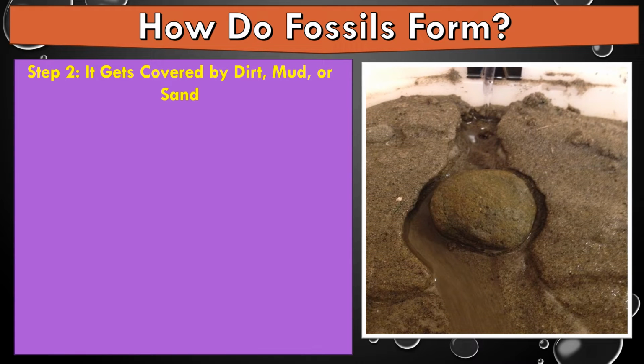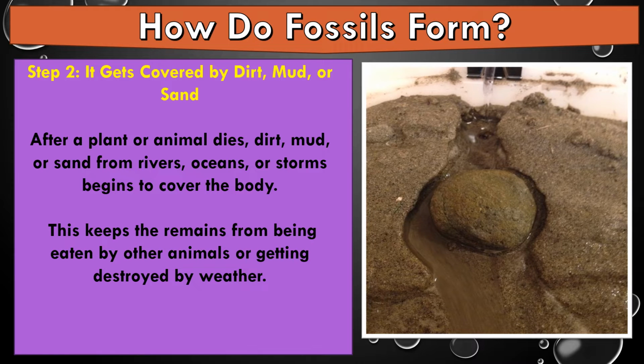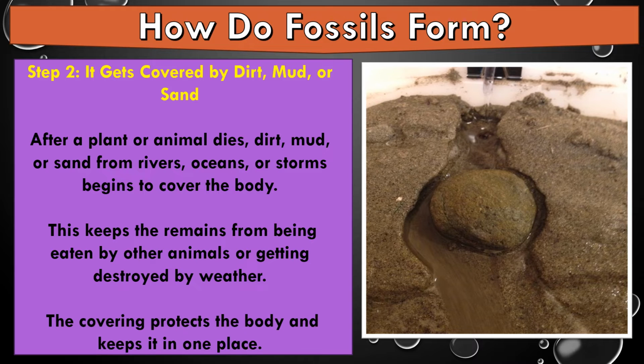Step 2. It gets covered by dirt, mud, or sand. After a plant or animal dies, dirt, mud, or sand from rivers, oceans, or storms begins to cover the body. This keeps the remains from being eaten by other animals or getting destroyed by weather. The covering protects the body and keeps it in one place.